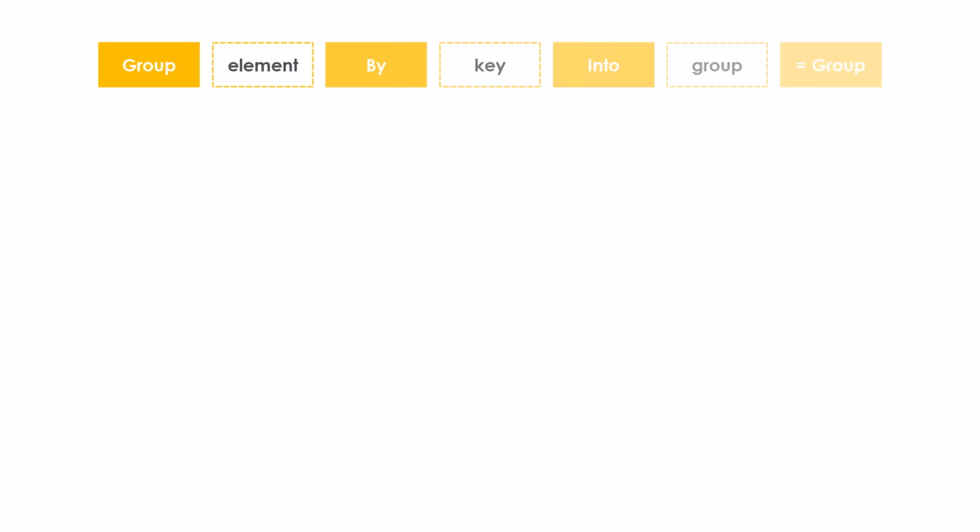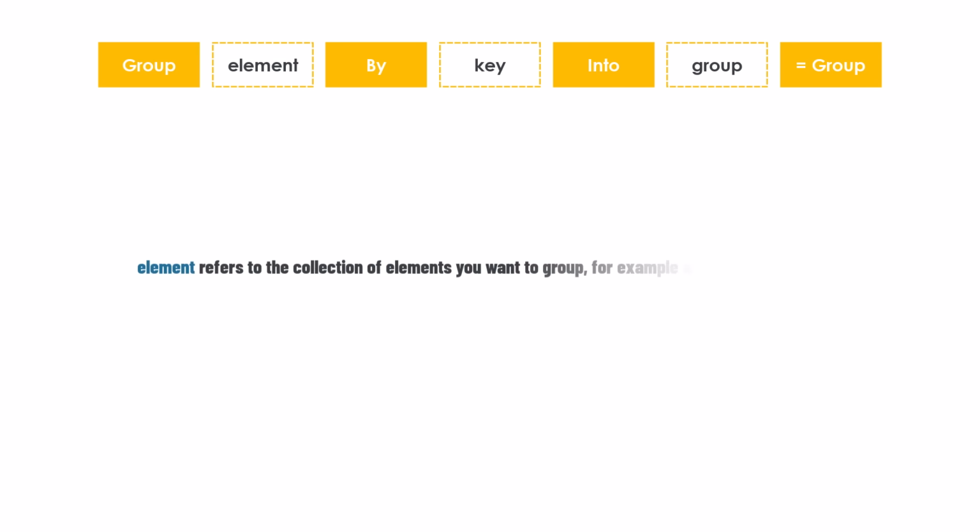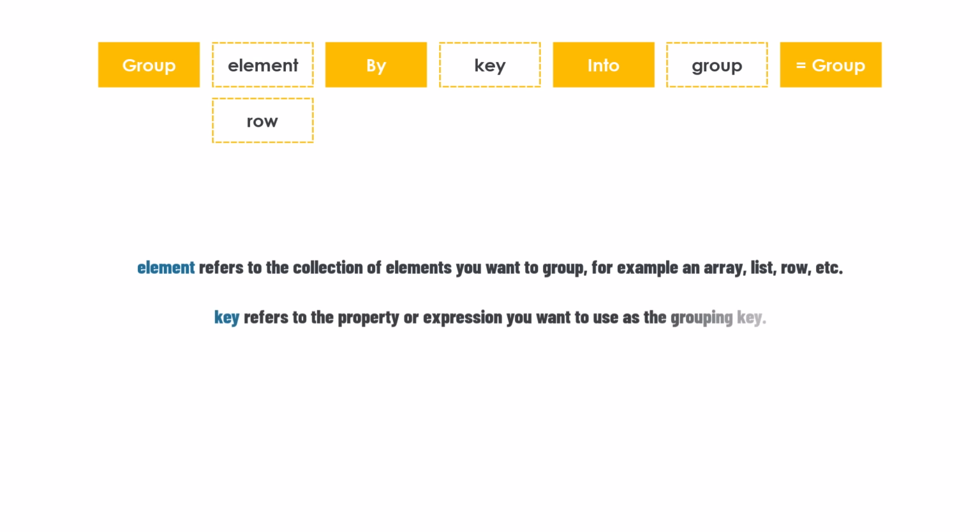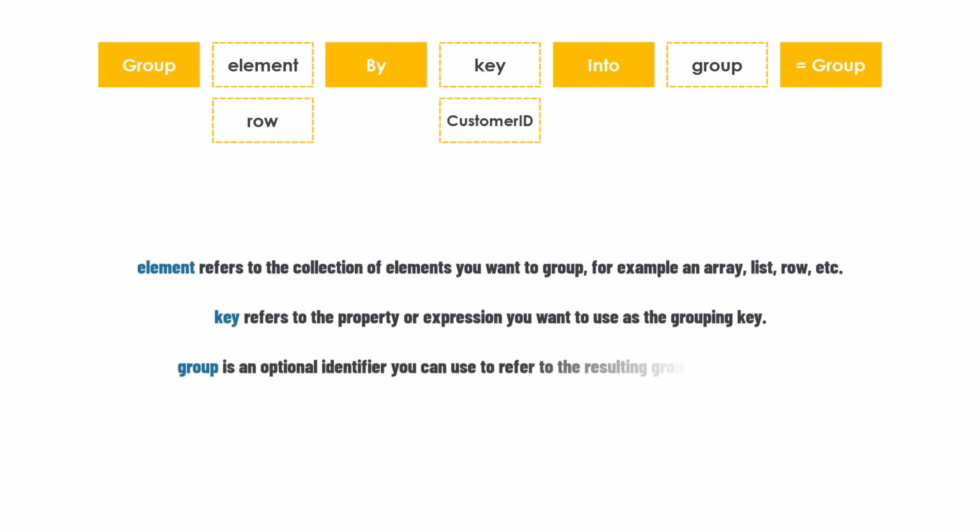The basic syntax is as follows. Let's break that down. Element refers to the collection of elements you want to group, for example an array, list, row, etc. Key refers to the property or expression you want to use as the grouping key. If we take the same example of a data table, we can use the customer ID column as key. Group is an optional identifier you can use to refer to the resulting groups in your query. Here we set a variable to store the groups, for example this one. So, only the key is mandatory, and the other parts are optional.